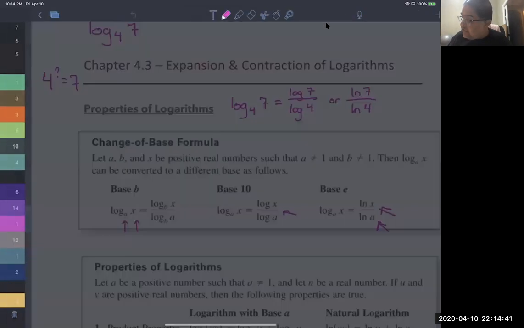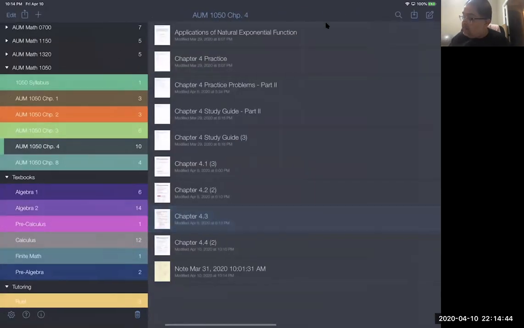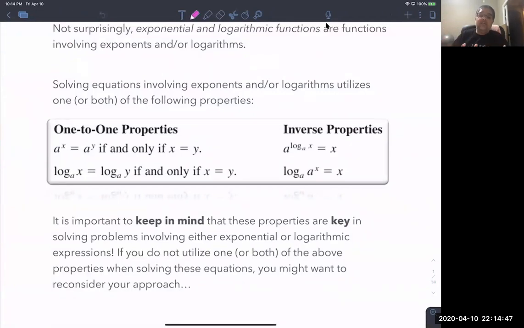Now, this one-to-one characteristic is what allows us to solve basic exponential and logarithmic equations. The one-to-one property says that if I have two exponentials, a to the x and a to the y, and a to the x equals a to the y, then it must be true that x equals y. So let's put some numbers in it. Let's say I have the equation 2 to the x equals 2 to the 4th. Well, what does that mean? That means that x equals 4.